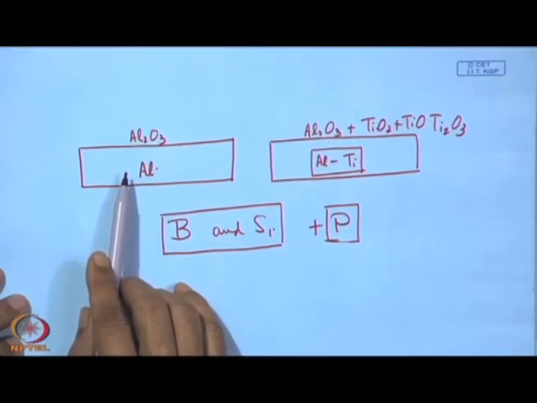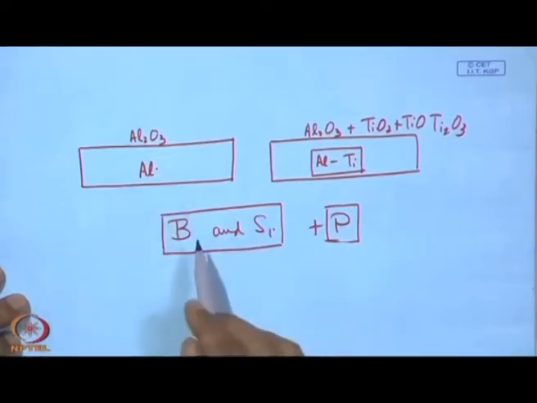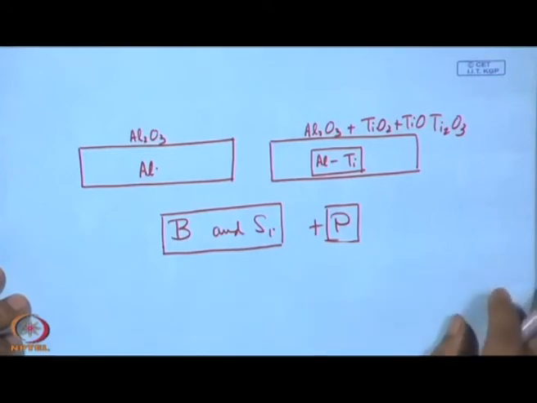We have to really look at which materials or elements cannot be used because of the incapability of boron, silicon and phosphorus to reduce those oxides.